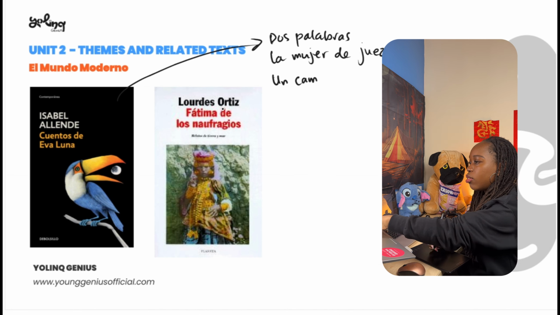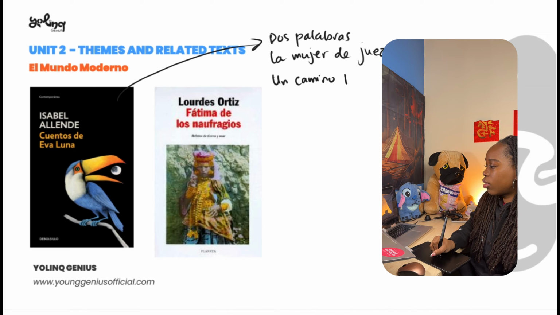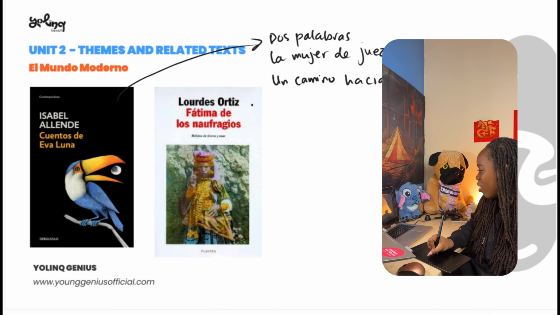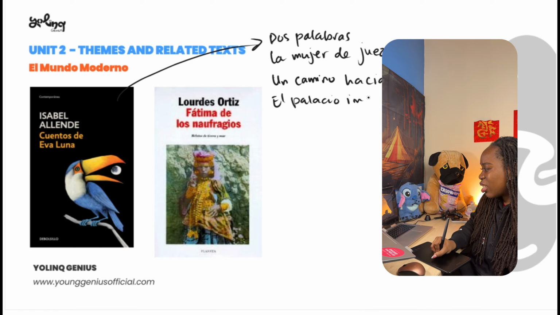Camino hacia el Norte, so it's like a walk northward, or to the north. El Palacio Imaginado, imaginary palace. I must stop translating these things. And De Barro Estamos Hechos. So these are the stories that you would read from if your class decides to do Cuentos de Eva Luna.